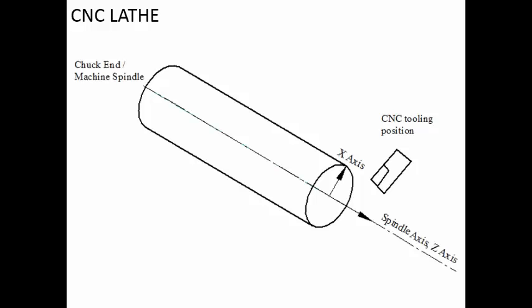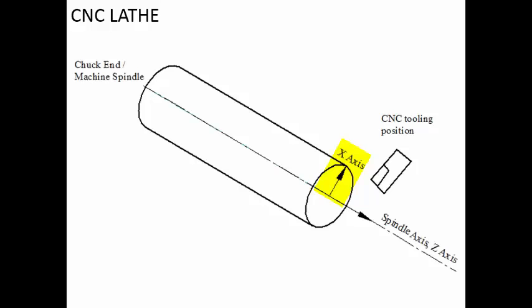Now what are the directions of the two axes? The first one is the z-axis, the other one is the x-axis. The z-axis is always along the axis of the machine spindle. Whatever the machine spindle is, the z-axis will be along that particular axis. If you are moving away from the chuck, then it is the positive side. If you are moving towards the chuck, then we'll say that it is a negative direction of motion.